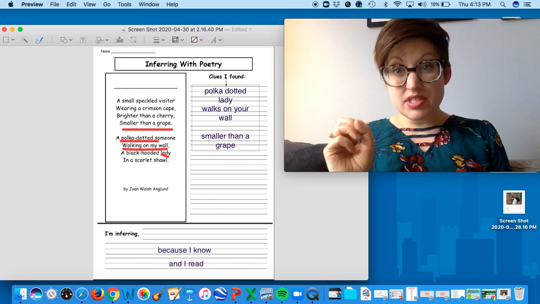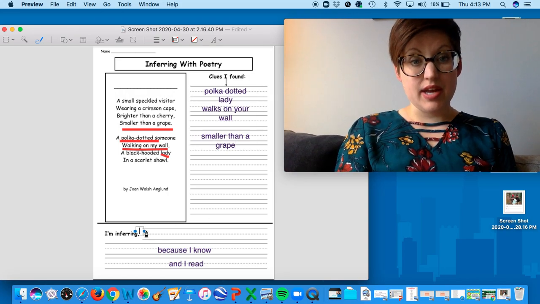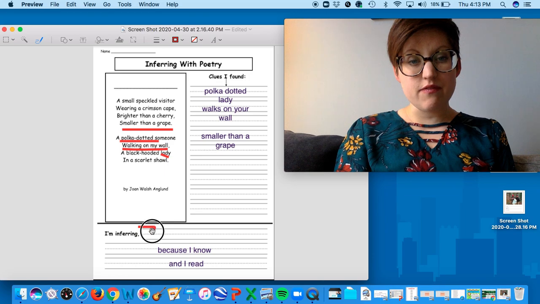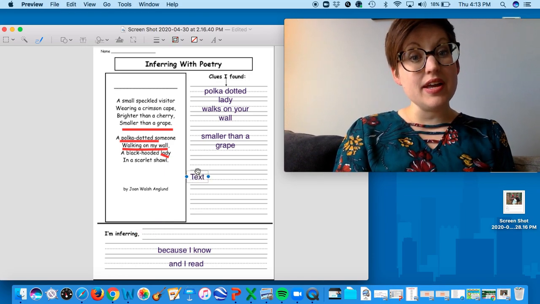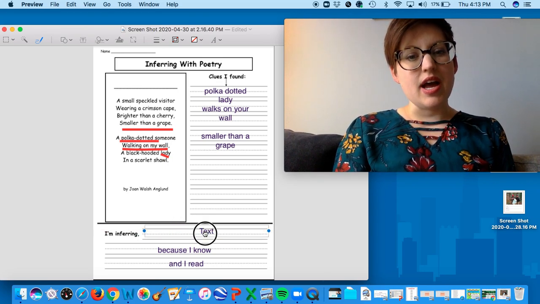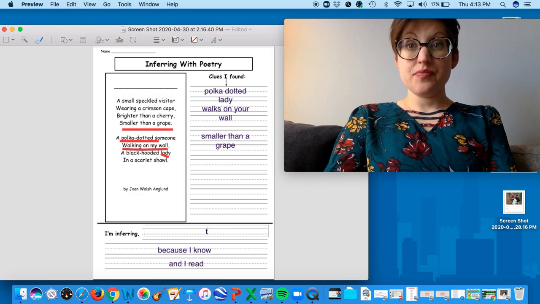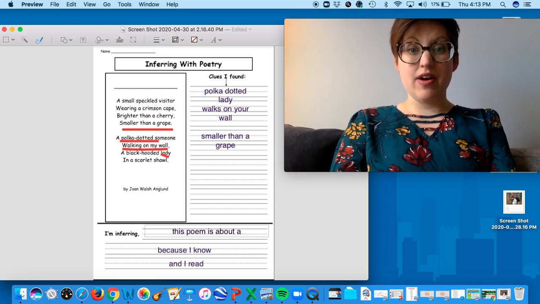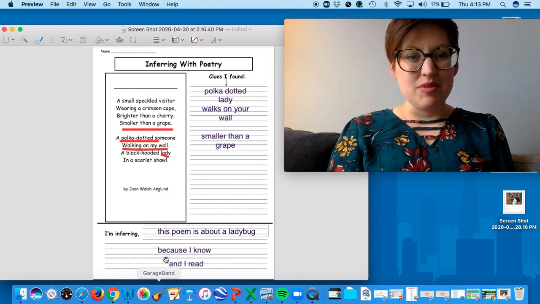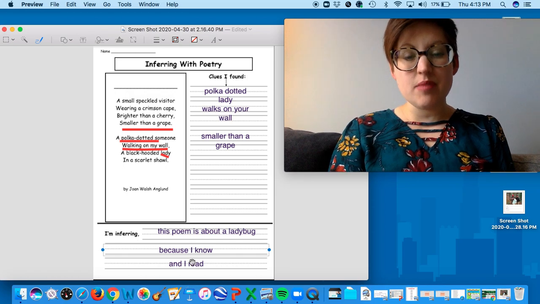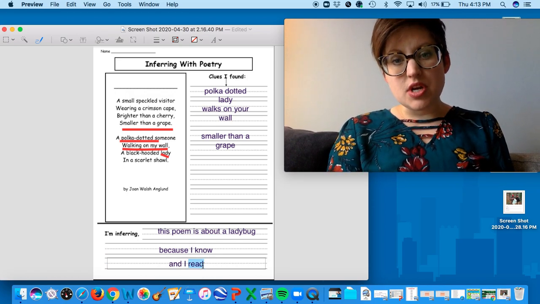Now that I have some pieces of evidence, I'm going to come down here to the bottom where it says, I'm inferring. So I'm going to go ahead and tell you what I infer, but I bet you already have an idea of what this poem is about. So I'm going to say, I'm inferring this poem is about a ladybug. Is that what you guys were thinking too? I heard some clues to help me figure that out. Because I know and because I read. So I'm going to start with because I read.